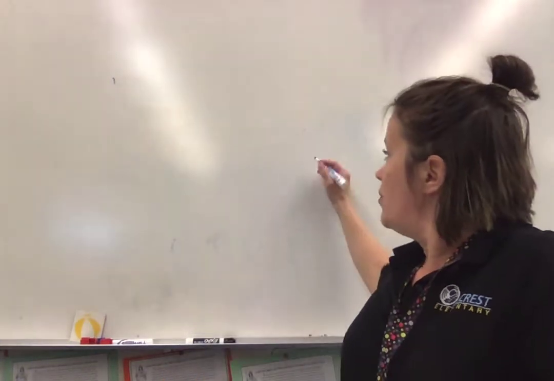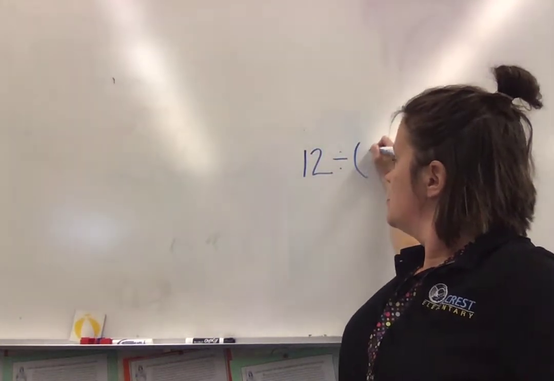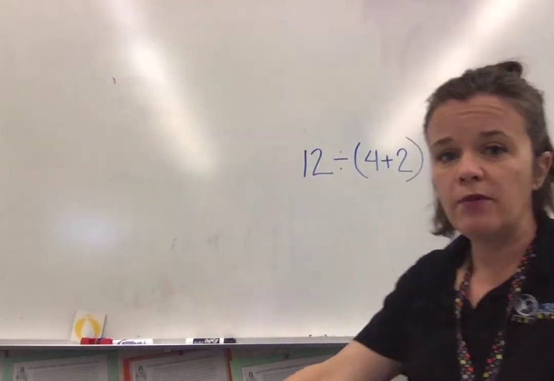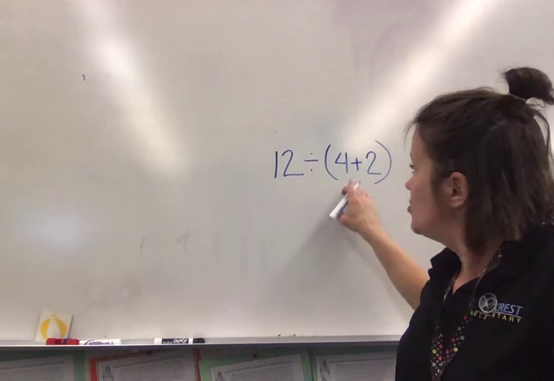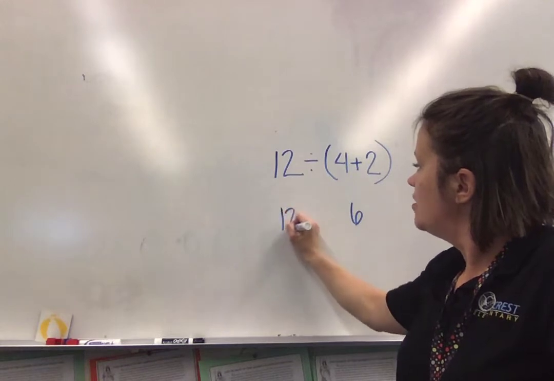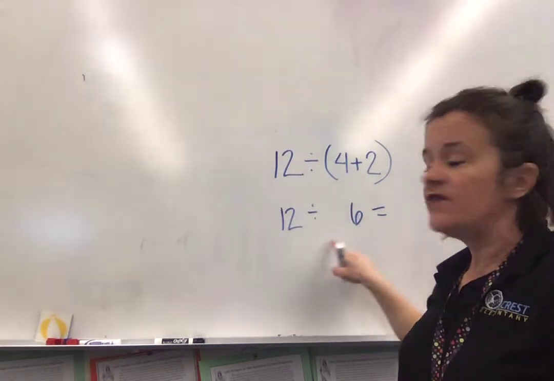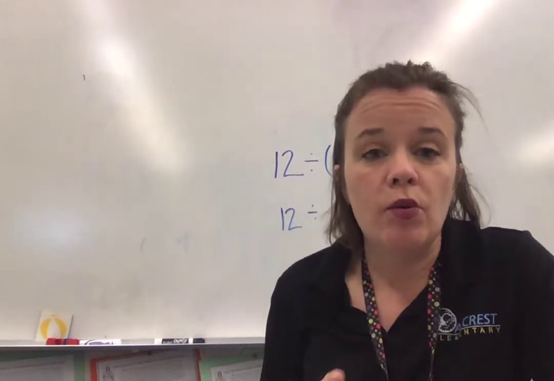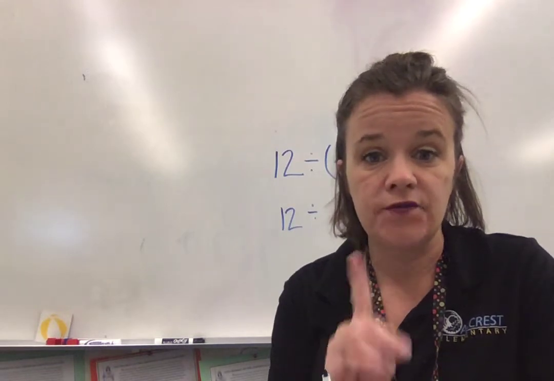So for an example, if I had a problem that looked like this, I would have to do the parentheses first, right? My parentheses says 4 plus 2. That would mean this is 6. This is 12 divided by 6. And that means 12 divided by 6 is 2, right? Hopefully that's a review, okay? Just remember that whenever you have an equation, anything in a parentheses has to be done first, okay?